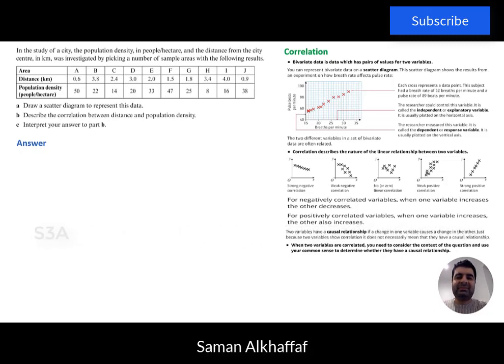have distances starting from 0.6, and then it varies across. For A it is 0.6, for B is 3.8, for C is 2.4, D is 3, E is 2, F is 1.5, G is 1.8, H is 3.4, I is 4, and J is 0.9 in terms of distance in kilometers.